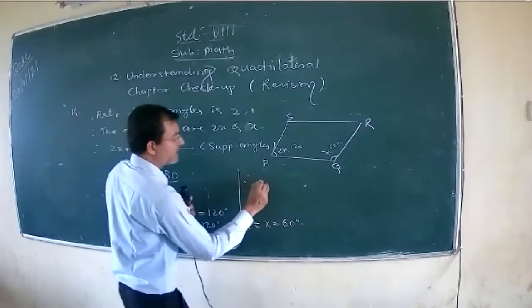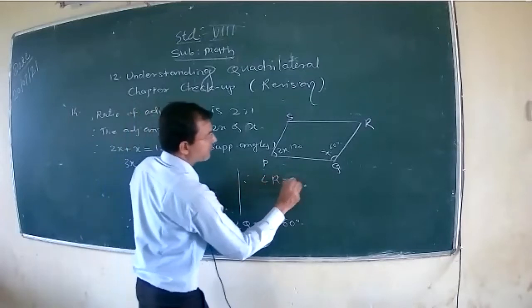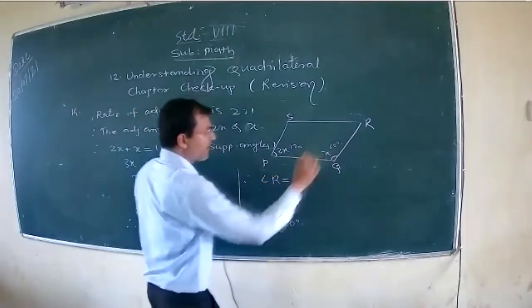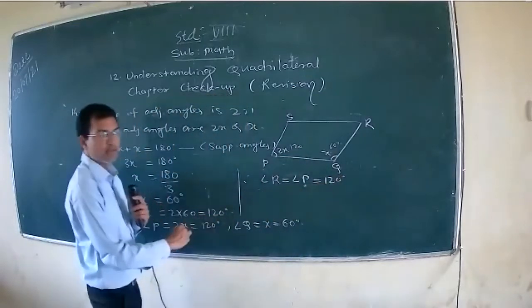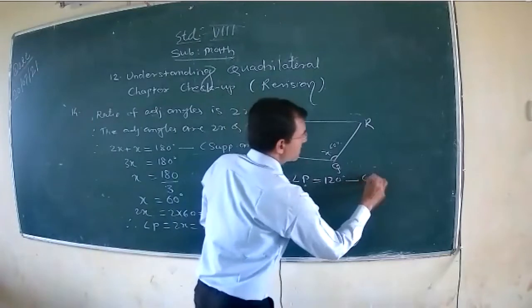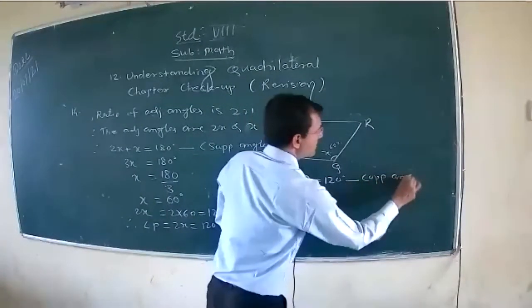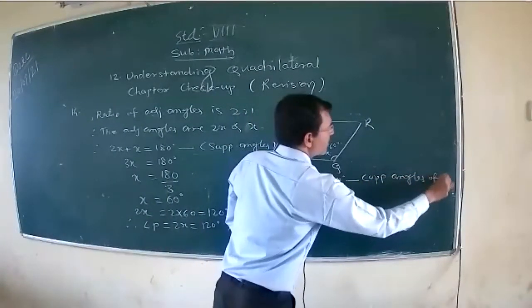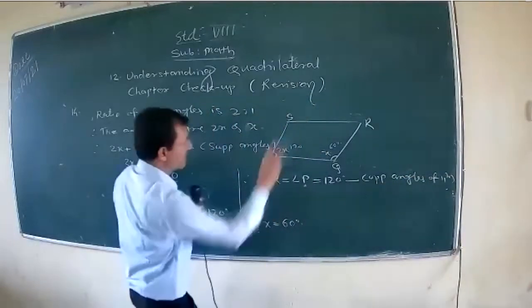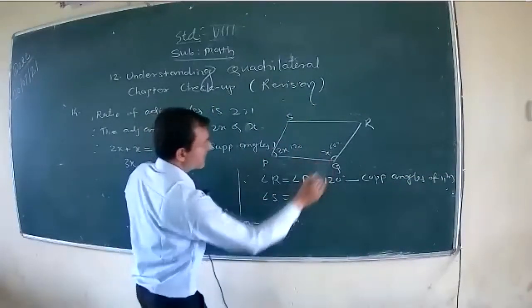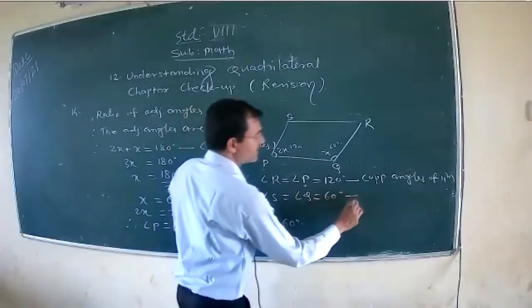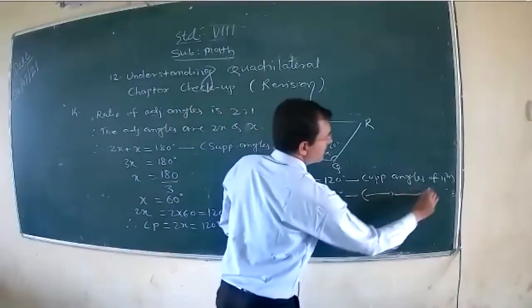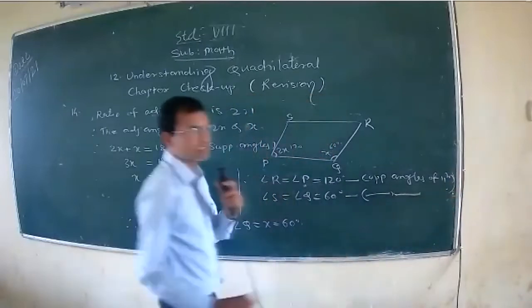So therefore you can write here angle R is equal to angle P, and this will be equal to 120. Reason: opposite angles of a parallelogram. And the other, angle S is equal to which angle? Angle Q. And angle Q we found as 60 degrees. Same reason you can write here: opposite angles of a parallelogram.